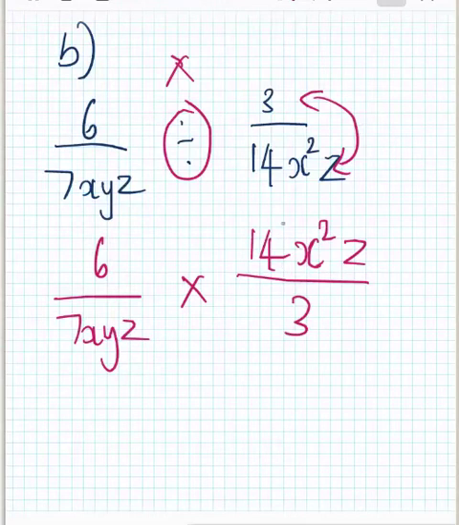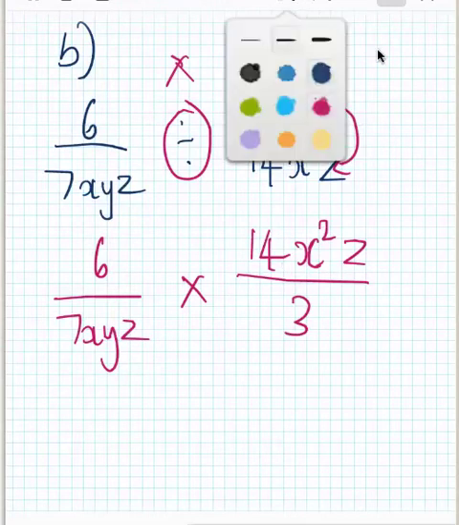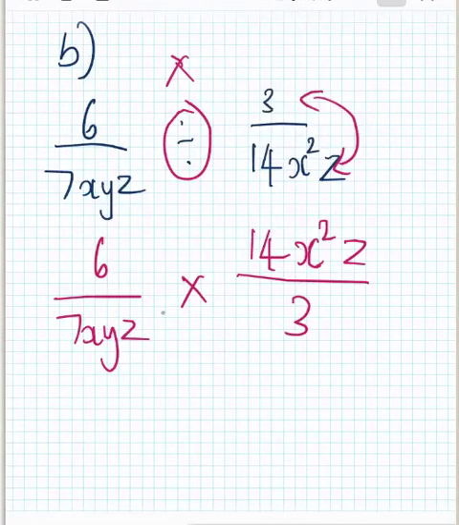And now all you got to do is simplify before you multiply. And we know we can simplify anything from top and bottom. I'll start with 6 and 3. I can divide 3 by 3, which is 1, and 6 divided by 3 is 2. Now here I've got 7 and 14. 7 divided by 7 is 1. 14 divided by 7 is 2. And now for my variables, I've got an x here and 2 x's up here. So that x is gone. And 2 take away 1 is just 1. So I've got 1x left.